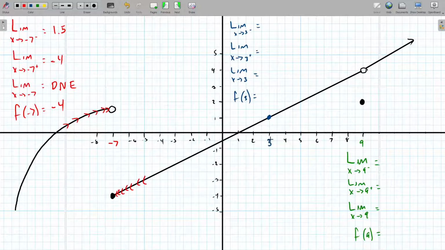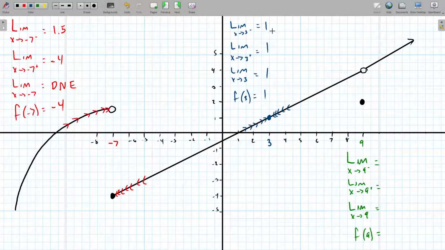What about 3? Well, as we approach 3 from the left, it looks like we're going to hit 1. Easy enough. And as we approach 3 from the right, it also looks like we're going to hit 1. So because these are the same values, the limit as x approaches 3 is also this number, 1. f of 3, the actual point of the graph at that value, in this case is also 1.